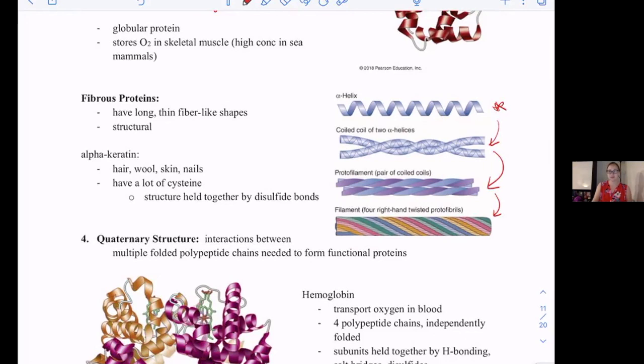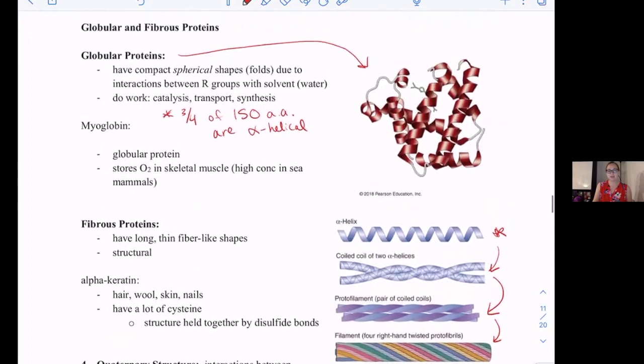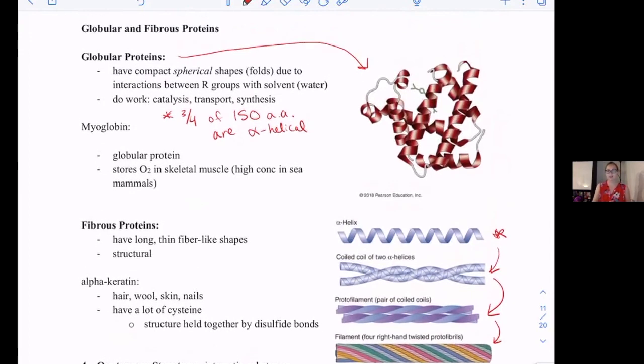Okay, so those are the two kinds of tertiary structure that are common that you should be aware of.